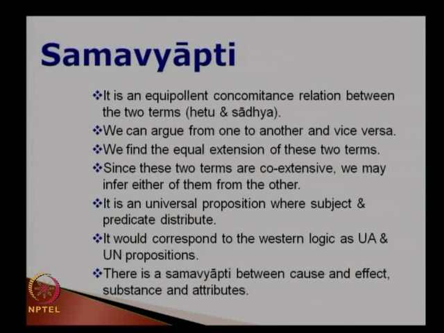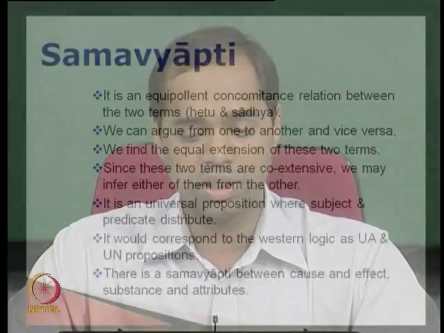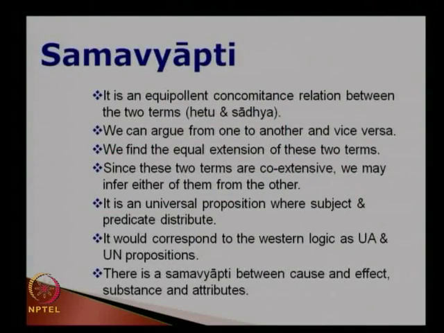What Nyaya said was that in case of Samavyapti, since it is a 2-way traffic, by seeing one side you can infer to the other side, and also by seeing the other side you can infer to this side. So since it is a 2-way traffic, what they said is that it is a universal proposition where subject and predicate have to be distributed. Universal means both universal affirmative and universal negative. So therefore you find they said it would correspond to the Western logic as UA stands for universal affirmative and UN stands for universal negative propositions.